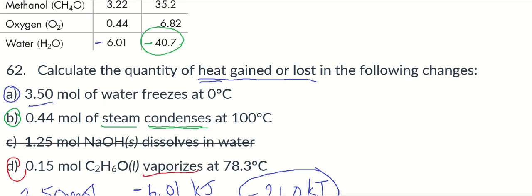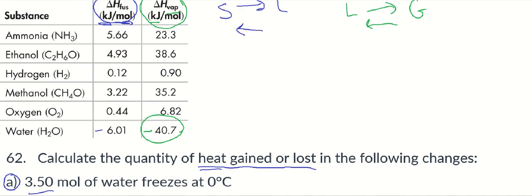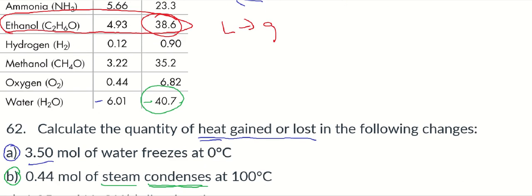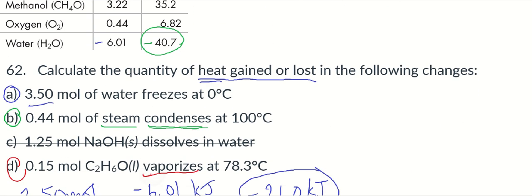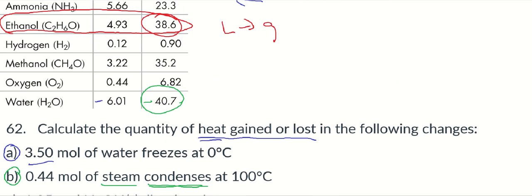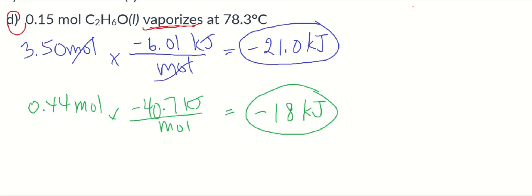Water vaporizes. Oh no, I'm sorry, this is not water. That's ethanol. Ethanol vaporizes. So we're given ethanol up here. Here it is. The molar heat of vaporization for ethanol is 38.6, and we don't have to flip the sign because vaporization is, again, liquid to gas, and that's exactly what it's describing here. So we're just going to use 38.6 kilojoules per mole.